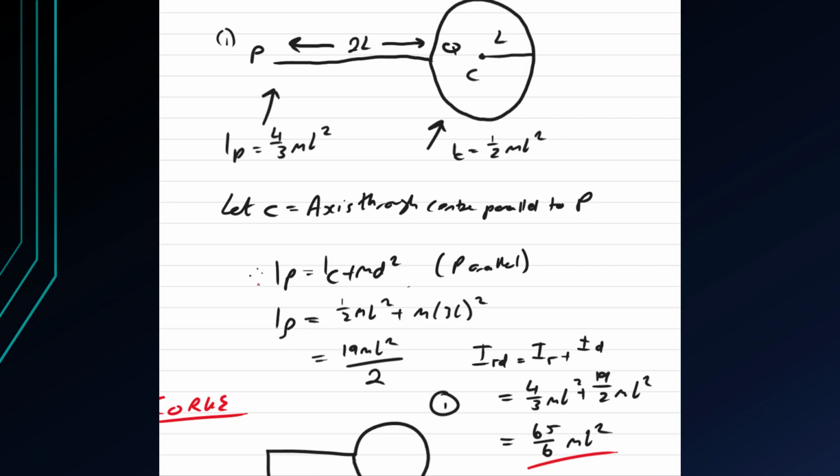So we have IP is 1/2 ml squared plus m by 3l squared. So that's the distance from C to P. So that'd be 19 ml squared over 2. Now using the perpendicular axis theorem, we can add 4/3 ml squared, which is the moment of inertia of the rod about P, to the moment of inertia of the disc, or of this compound here, which gives us 65 over 6 ml squared.